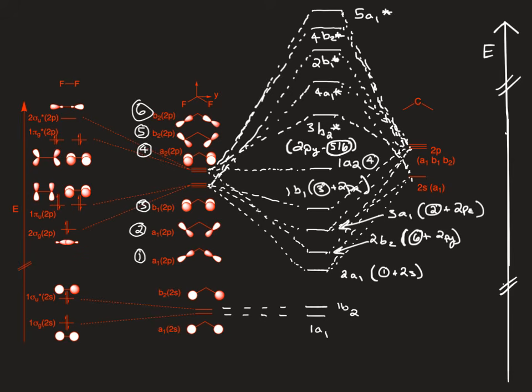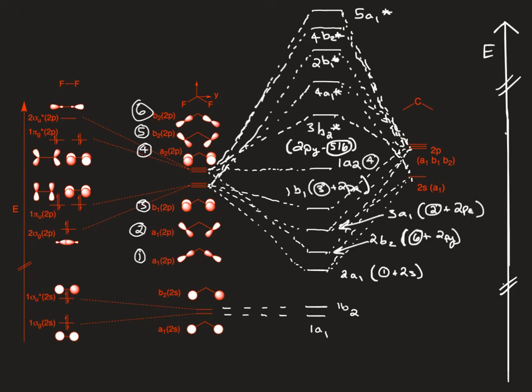The 4A1 star antibonding combination results from this antibonding combination. The B1 star results from this, its bonding pair, and then this B2 star here. This is the B2 antibonding combination, and it's resulting from an antibonding 2py in both SALC 6 and SALC 5. And then finally, the very high energy 5A1 star.